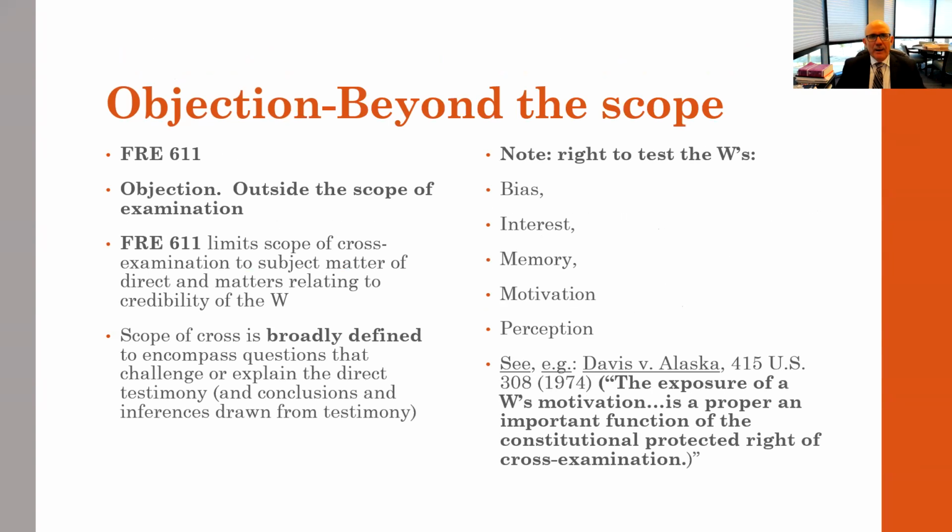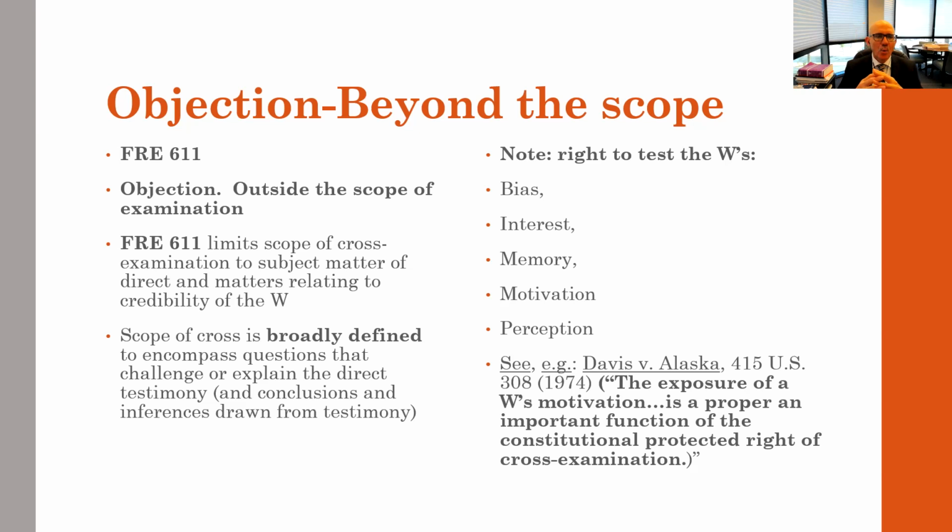Now, here we go into a different type of objection. This is "beyond the scope," outside of the scope of examination. This is a favorite objection of prosecutors. We're doing a cross, and the prosecutor will object, beyond the scope of examination, beyond the scope of direct. Now, we can certainly lodge this objection if the prosecutor is engaging in a line of examination of one of our witnesses and they're going beyond the scope. But oftentimes the prosecutor will object to our line of questioning as being beyond the scope of direct.